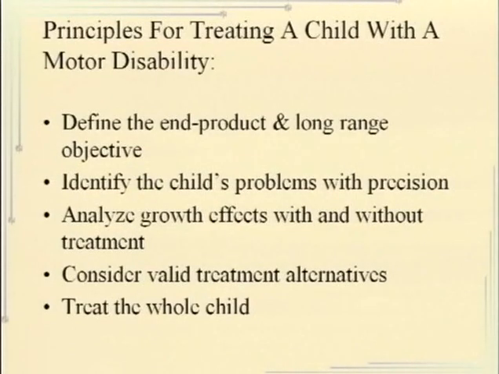Consider valid treatment alternatives and treat the whole person. So I think there's a lot of information out there about different kinds of therapies, different kinds of braces. And I think it's important to keep an open mind to other possibilities. And I think that again gets back to analyzing each individual patient's problems. It's a very unique circumstance that each person finds themselves in, and it might turn out that one intervention for this person is not going to be the best intervention for the next person.